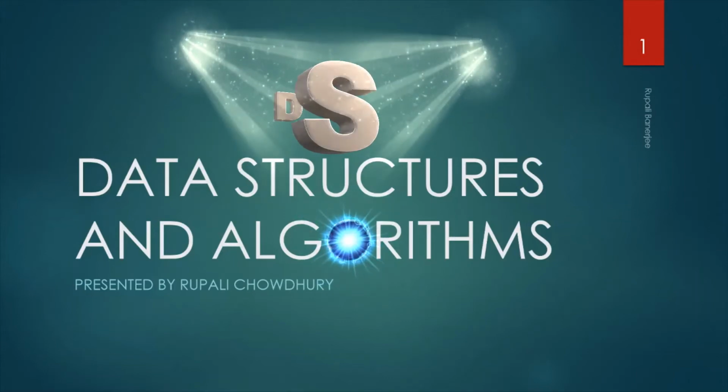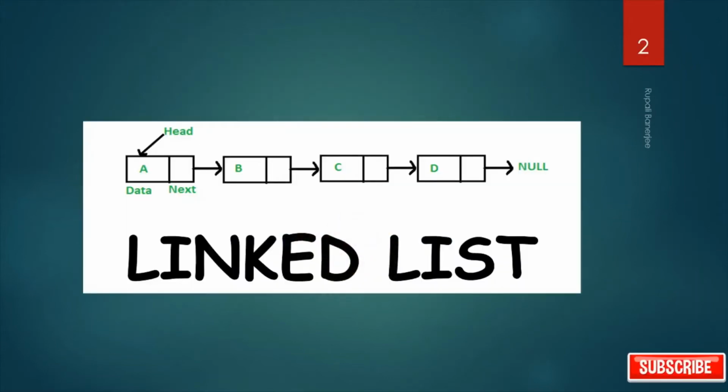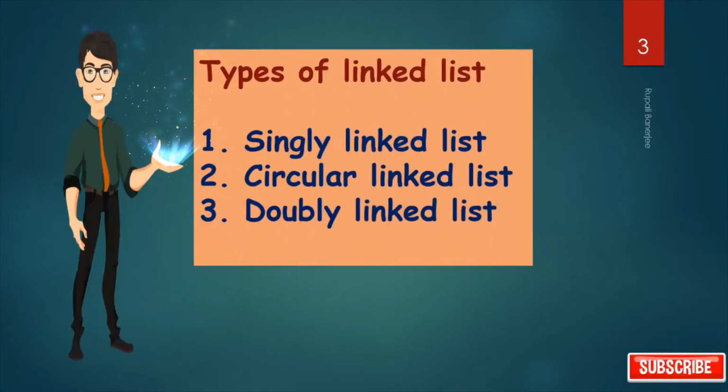Today our topic is linked list. Before learning this video, please learn previous videos of this series on linked list. In our previous videos, we already learned that there are three types of linked list: singly linked list, circular linked list and doubly linked list. We already learned different operations on singly linked list and circular linked list. Today we will learn operations on doubly linked list.